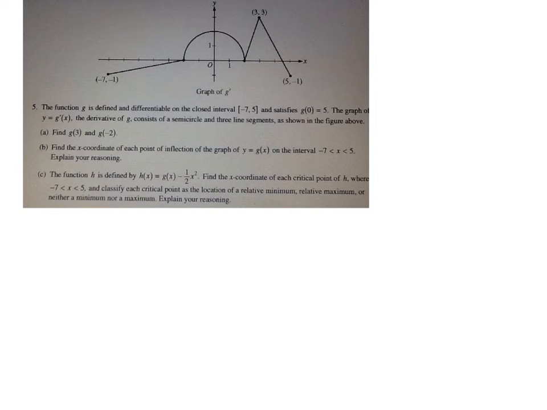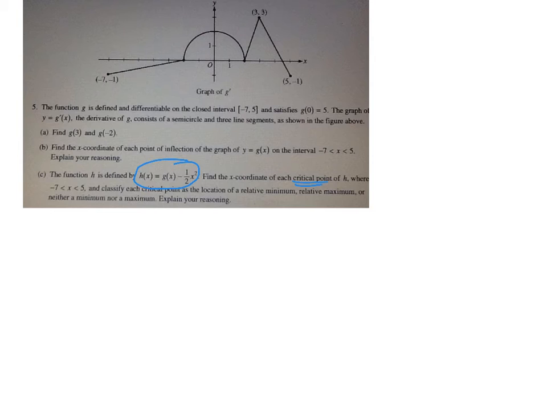Okay, we have one more piece to this question. We have a new function h. h is defined as g of x minus 1/2 x squared, right in here. And we want to find, again, those critical points. So where are we going to get maximums or minimums? And then we're going to label them as either a maximum or a minimum and explain how we did that.